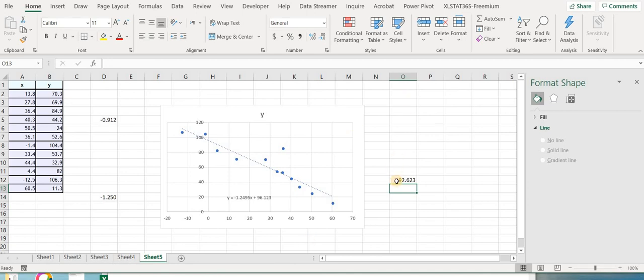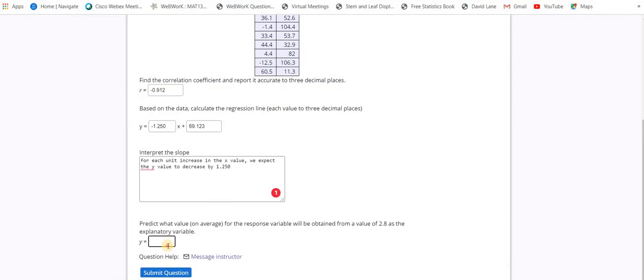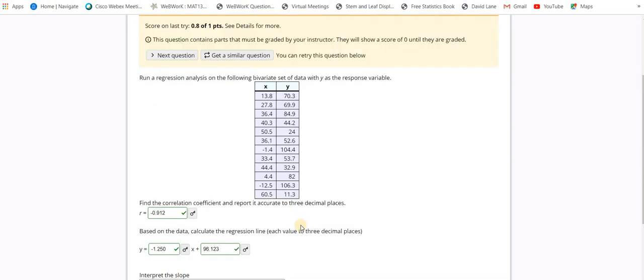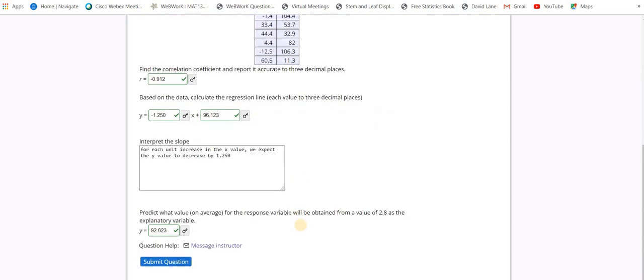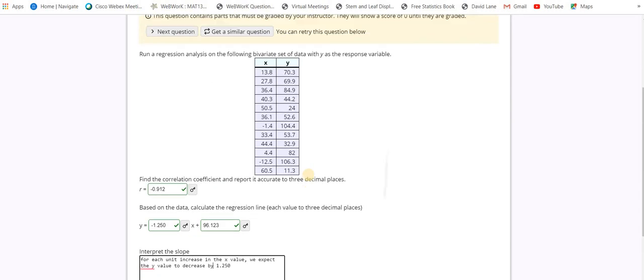Okay, so I just realized that I made an error there. So this is the predicted value, and I made an error here. Let me fix it, 96.123. So this should give us the right answer. Of course, this part usually is graded by hand, so don't worry about this. Even if it gives you the wrong answer, don't worry about it. This is usually left to the end. I will grade these when I have time.